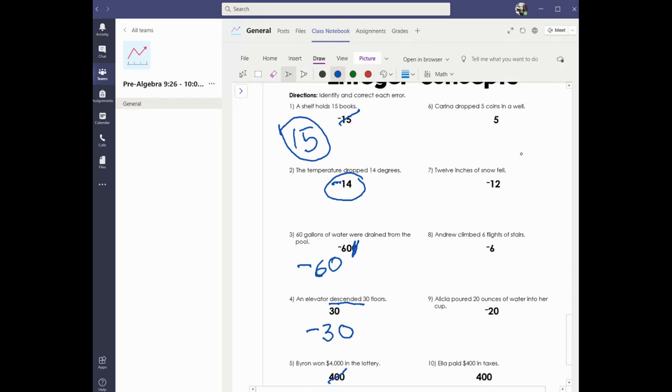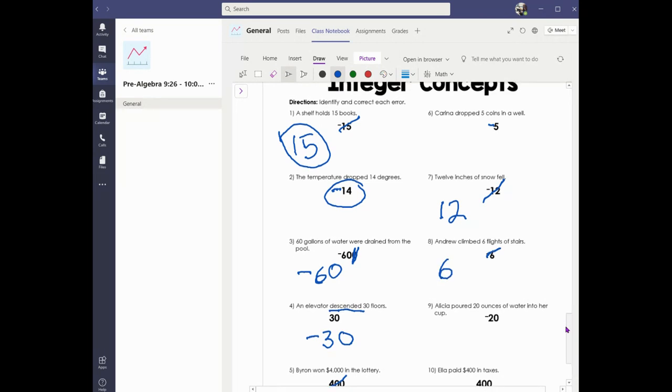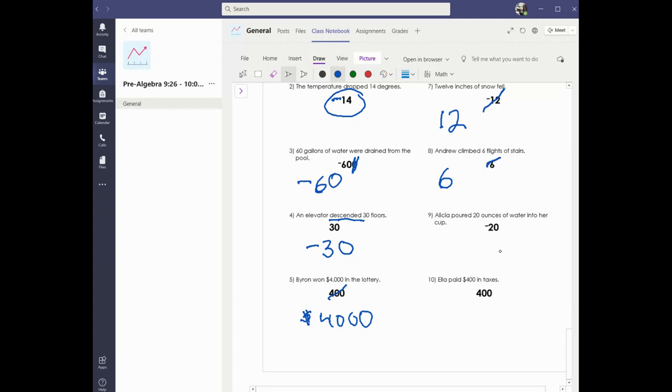Karina dropped 5 coins in a well. It's not a positive 5. That should be a -5. If 12 inches of snow fell, it's not a negative, it's a positive. If Andrew climbed 6 flights of steps, again, that's not a negative, that should be positive 6 flights. Last 2. Alicia poured 20 ounces of water into her cup. That is adding a positive 20 ounces. And Ella paid $400 in taxes.